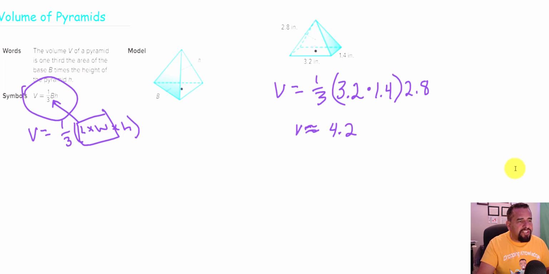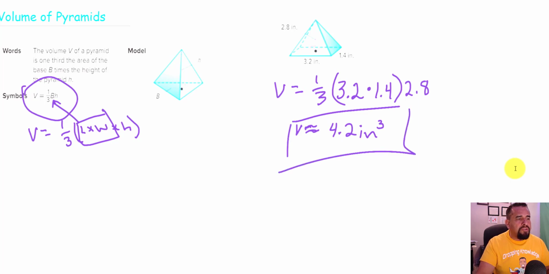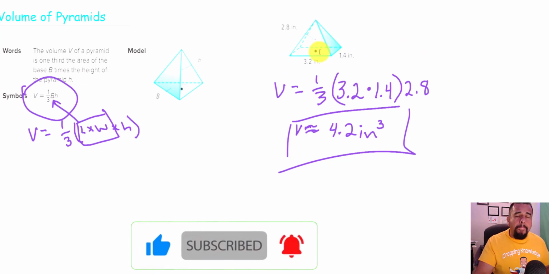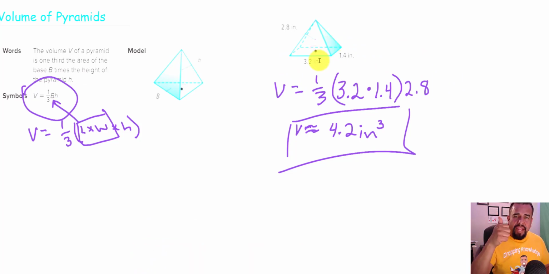In this case, it's inches. And since we find the volume, that is inches cubed. All right. So volume equals 4.2 inches cubed in this rectangular pyramid. That's all it is. Plug and play. When the base is either a square or a rectangle, that's the only time you use this formula here. And the square is the easiest.